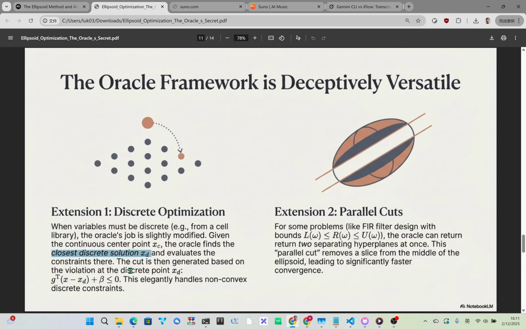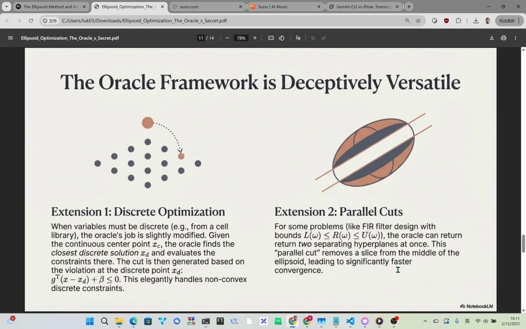But wait, there's more. The Oracle itself can be upgraded. We talked about a single cut. Right. But in some fields, like FIR filter design, which is about designing electronic signal filters, we can get even more aggressive. The sources mentioned parallel cuts. Yeah. For some problems where the boundaries are predictable, the Oracle can sometimes return two separating hyperplanes at once. This parallel cut basically carves out a much bigger slice from the middle of the ellipsoid, which speeds up convergence a lot compared to just one cut.